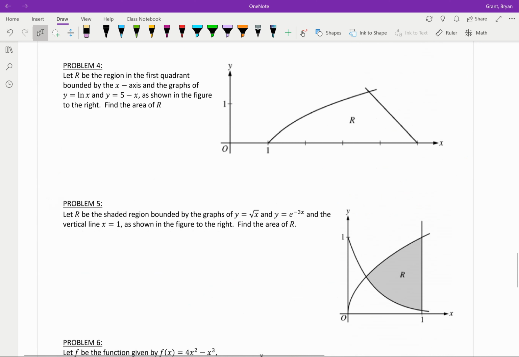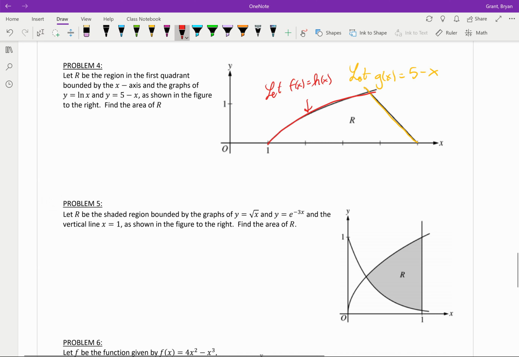The first thing I'm going to do is label each of these functions. So 5 minus x right here, they called it y. I'm going to say let g of x equal 5 minus x. And the second thing I'm going to do is this one over here. I'm going to say let f of x equal natural log of x. That way it's going to help you with parentheses, and instead of having to write out the equations, you can just write f and g. It's going to keep things a little bit cleaner.